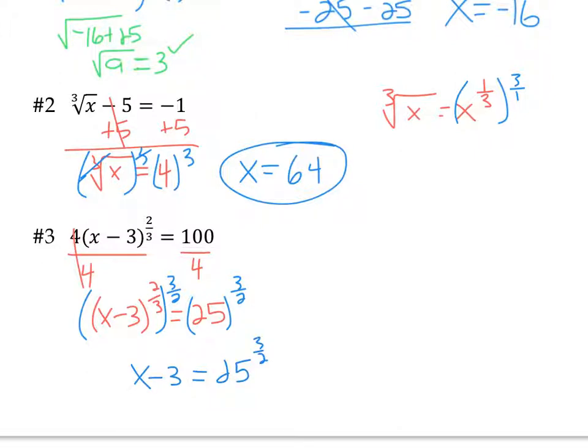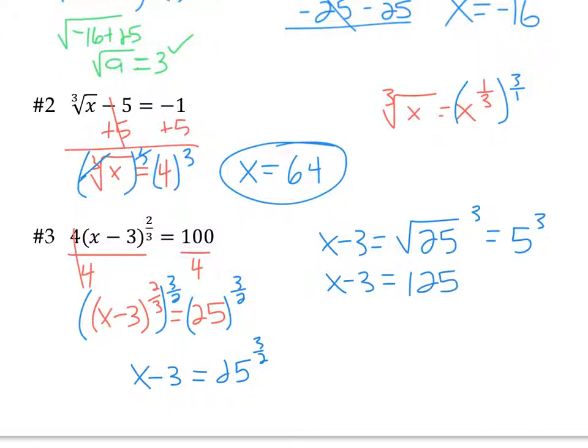25 to the 3/2. Okay, that's the same as x minus 3 equals, now we want to recall what we know about rational exponents as radical expressions, the square root of 25 to the 3rd power. That's going to be x minus 3 equals the square root of 25, which is 5, to the 3rd power, 125. Now I can add 3 to both sides, to cancel that out, and get x equals 128.